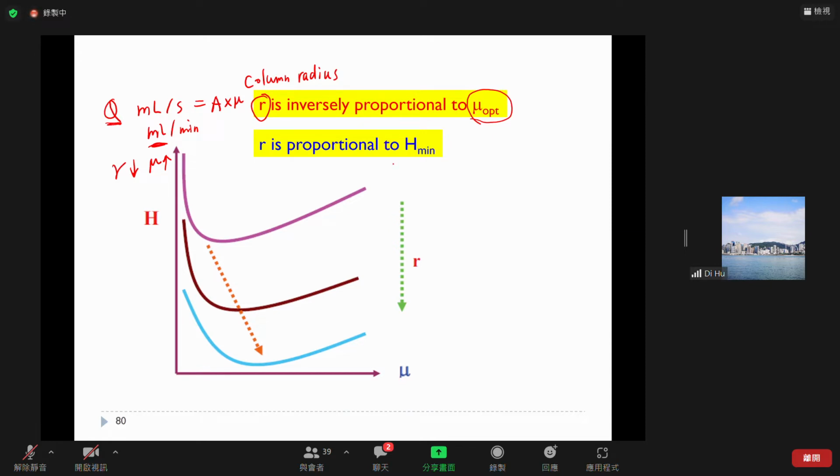So that's why you can see here, that shows when the radius of the column cross-section decreases, we can see what happened. What happened is that the optimized mu increased, from this location to here. Okay, so that's the point to mention. I just want to show you.